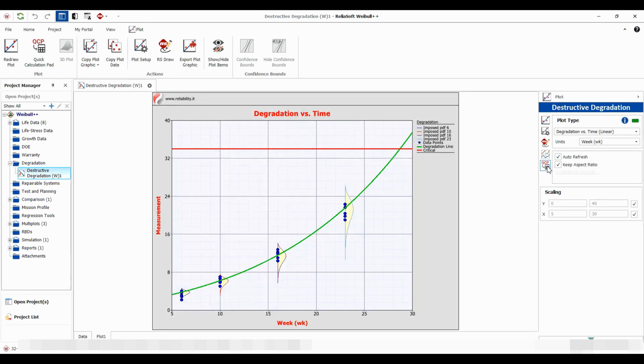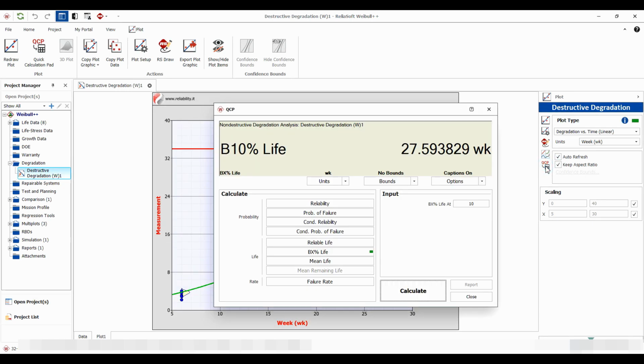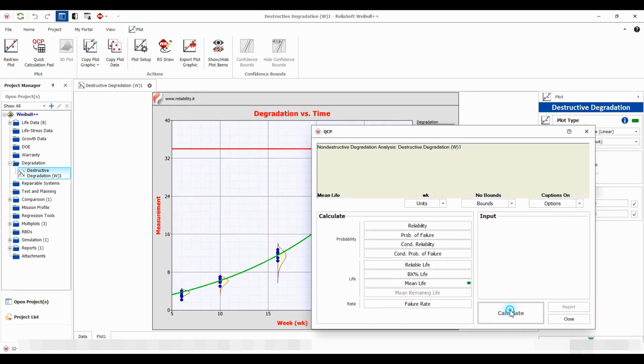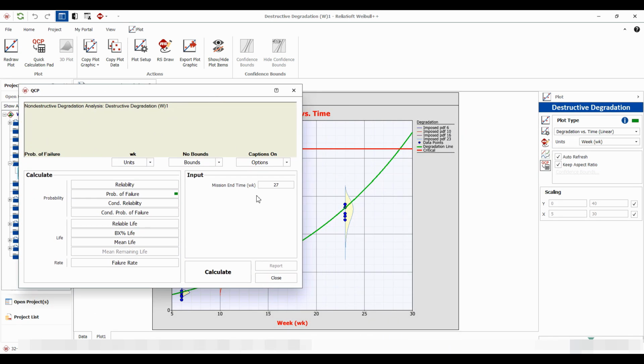Once we've done that, we can use the quick calculation pad to interrogate the curve. For example, we can look at the mean life of our unit if we're interested, or we can look at the probability of failure after, say, a number of weeks, for example 25 or 27, for which we haven't got any measurement. Looking at 27 weeks, we get a 2% probability of failure, because we are gradually getting closer to the critical degradation, and part of the distribution will go over the critical degradation.